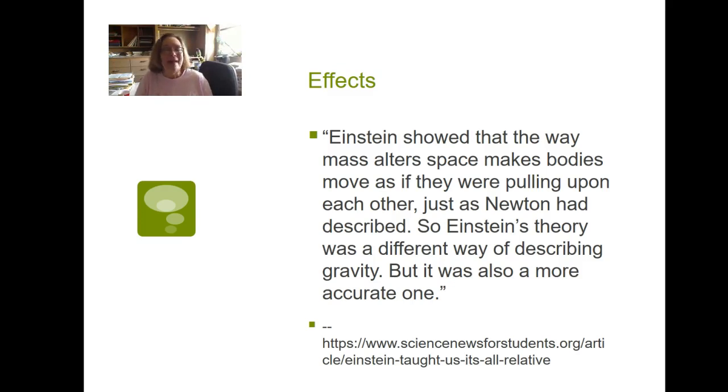Einstein showed that the way mass alters space makes bodies move as if they were pulling upon each other, just as Newton had described. So Einstein's theory was a different way of describing gravity, but it was also a more accurate way to describe gravity than Newton had made in the past.